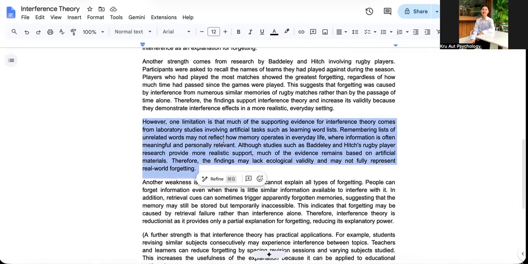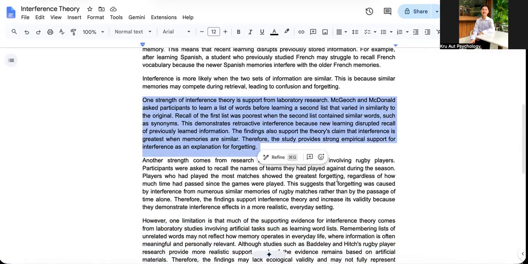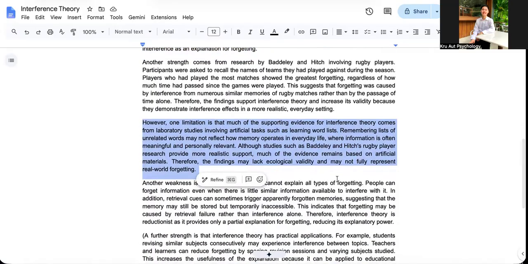It makes this entire paragraph not evaluating just this lab study alone, and it makes it more clear that even though we do have Baddeley and Hitch, which comes from real life, most studies still come from lab settings or artificial settings, which is why most of the idea about interference doesn't fully reflect real life. Then we can go on to link. Therefore, the findings may lack ecological validity and may not fully represent real-world forgetting.